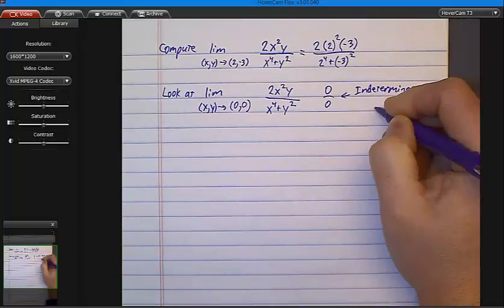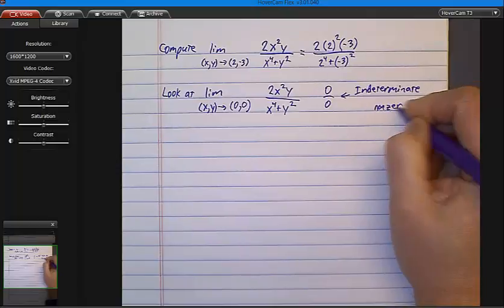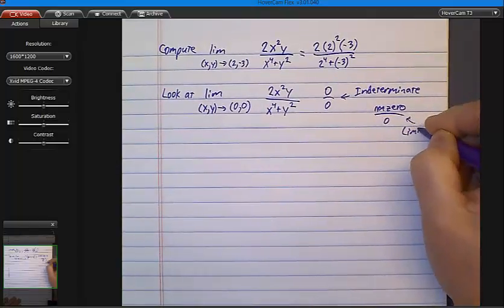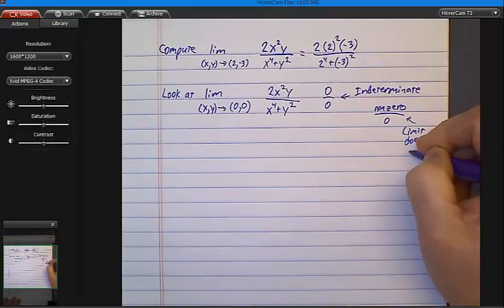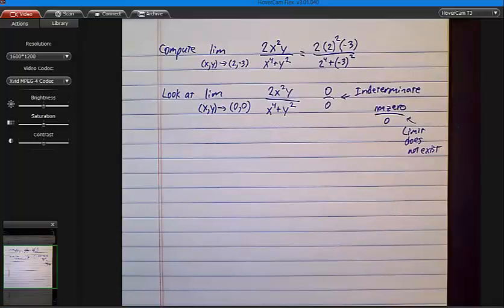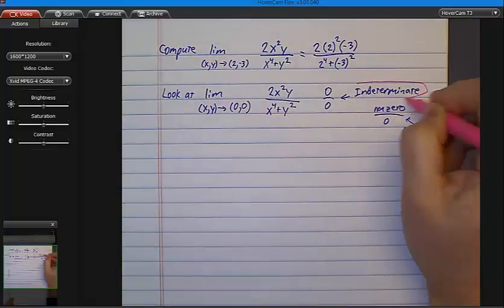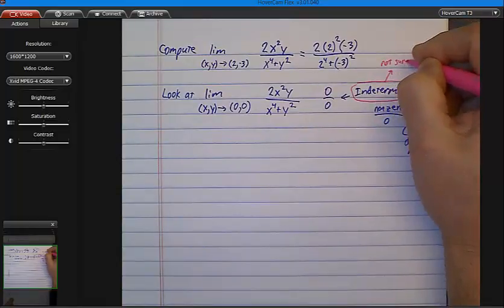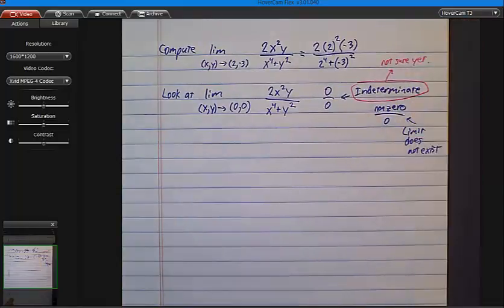If we had gotten non-zero over 0, we would say the limit does not exist. That's another Calc 1 idea. But if you get an indeterminate form, not sure yet. Sometimes there's some algebra you can do, or L'Hopital's rule. Okay. So I need to guide you through some hints here.